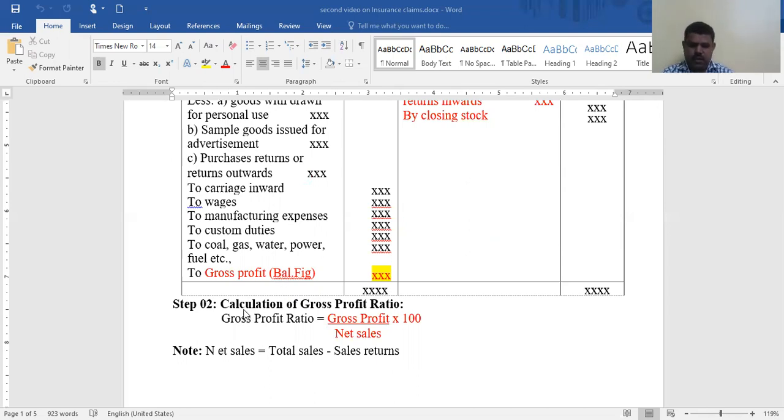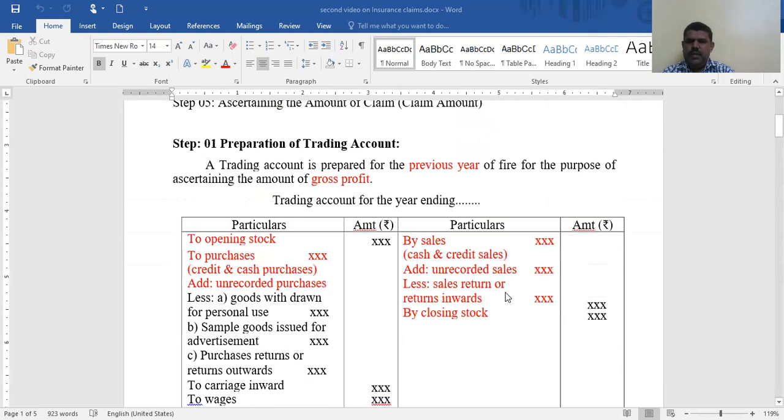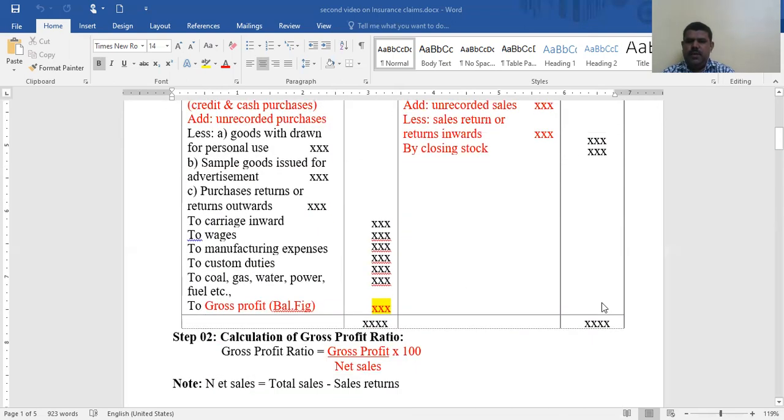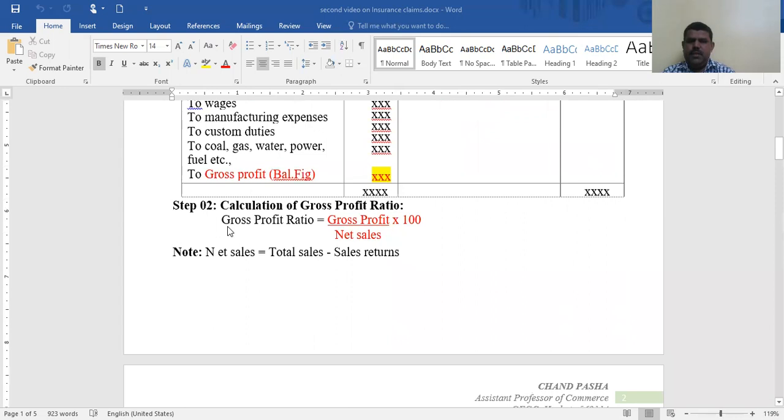That is, we have to find out this gross profit ratio, and the formula we use is gross profit divided by net sales into 100. The profit we got from the upper account, profit divided by net sales into 100. We are going to get GPR, the gross profit ratio, which is step number 2.